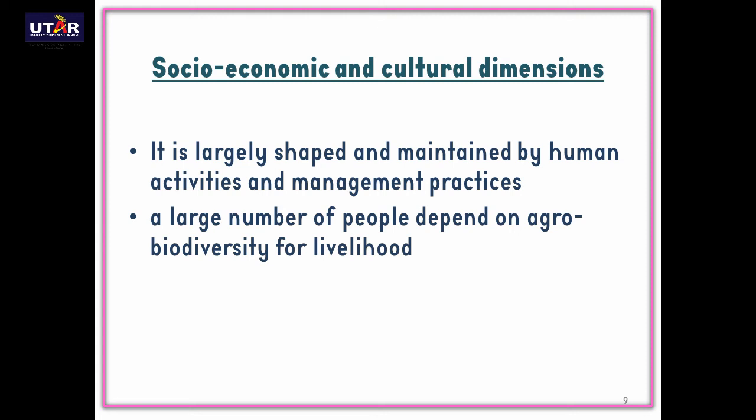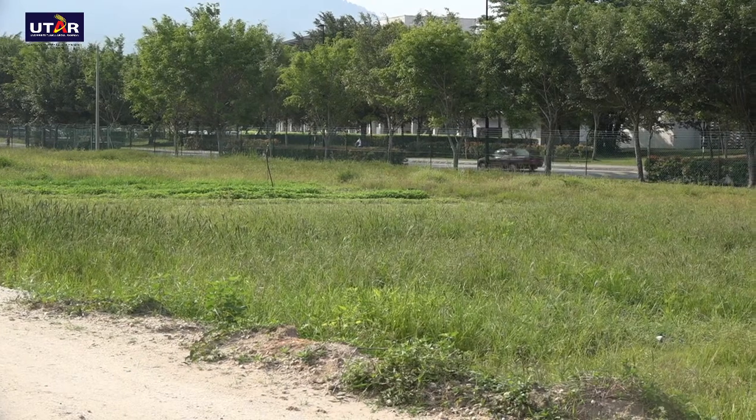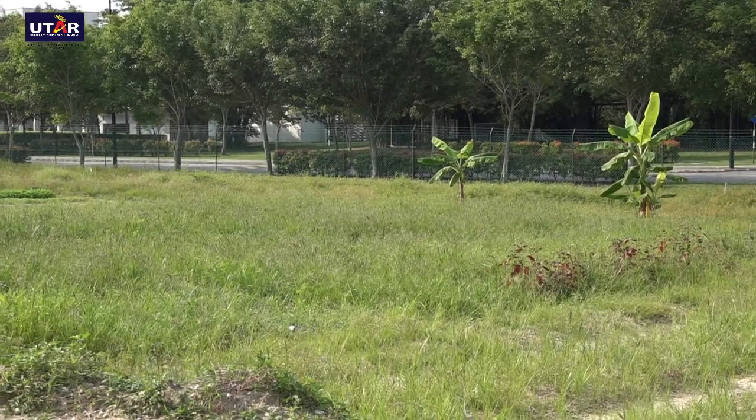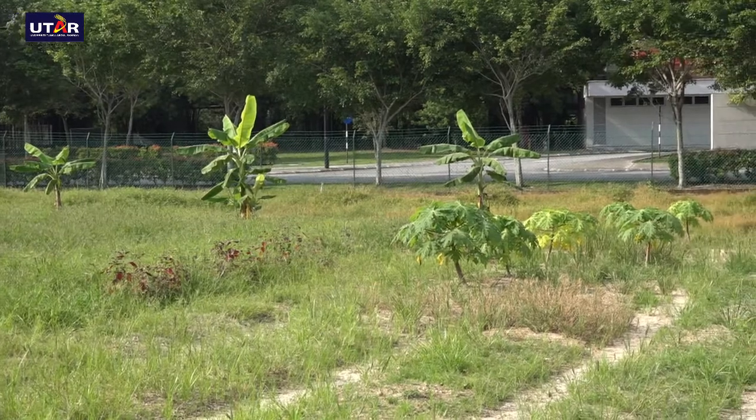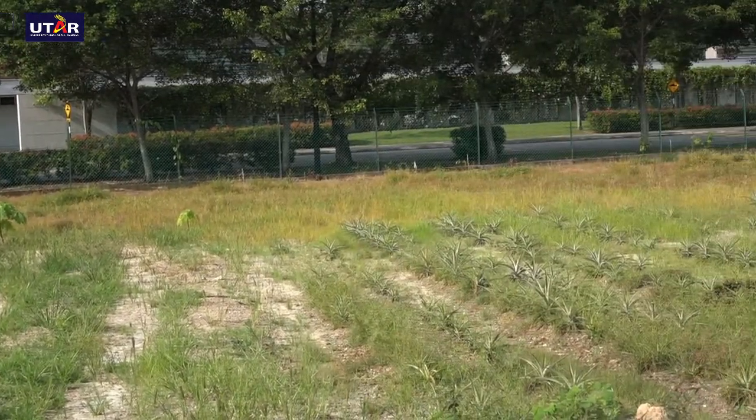It is largely shaped and maintained by human activities and management practices. These include, for example, traditional and local knowledge of agricultural biodiversity, cultural factors, as well as tourism associated with cultural landscape. This is an example of a management system whereby mixed cropping is practiced. You can see there are banana, papaya, and pineapple on this piece of land, and there are guava trees on the fringe of the farm.